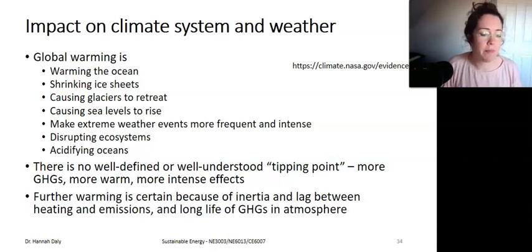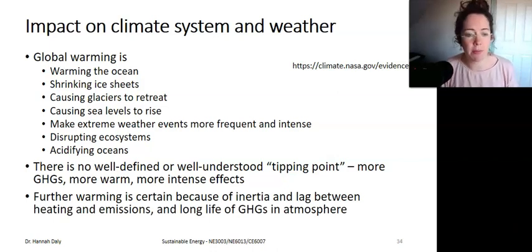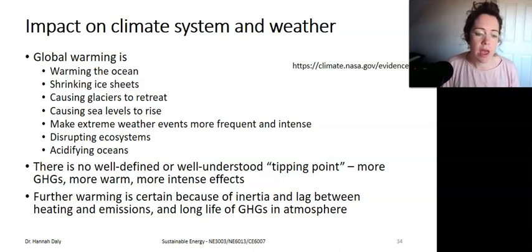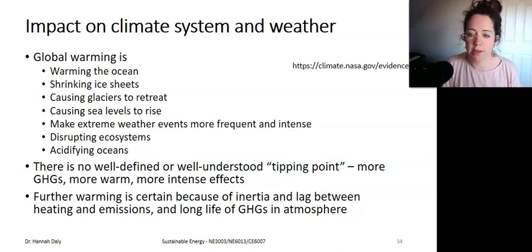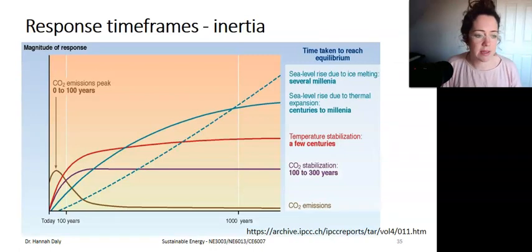And finally, further warming is absolutely certain because there's an inertia and time lag between heating and emissions. Because of the long life of carbon dioxide, which is the long-lived greenhouse gas which is most significant. And this gives you an idea. This is from the first IPCC report to show this difference in the inertia between different response timeframes. So as I said, at present, further warming is absolutely certain.